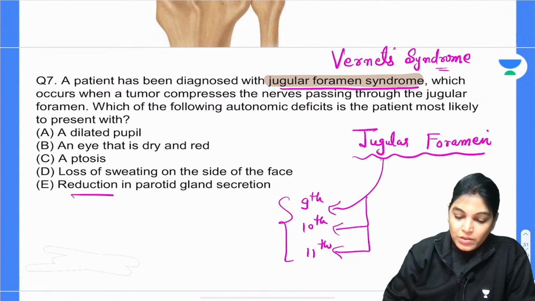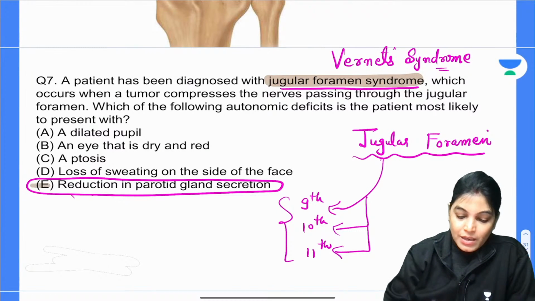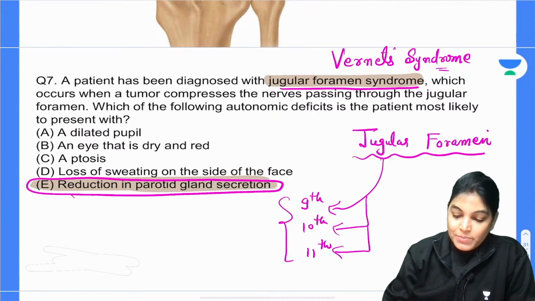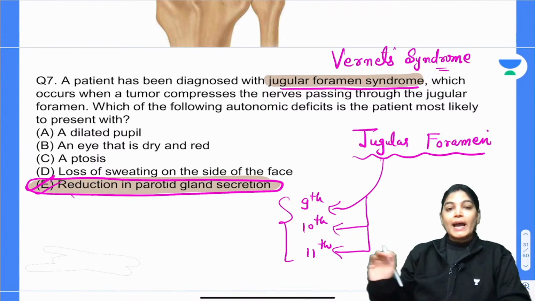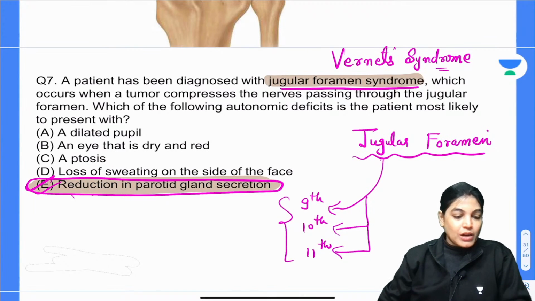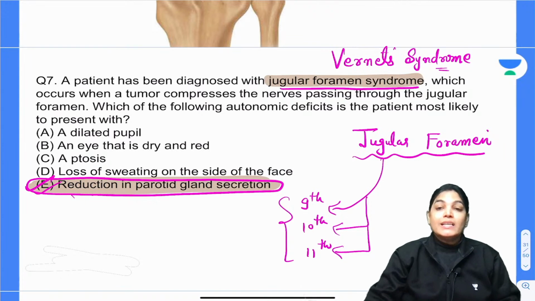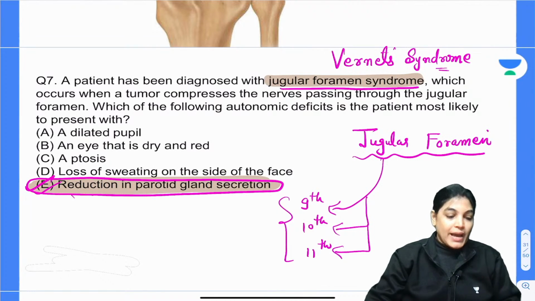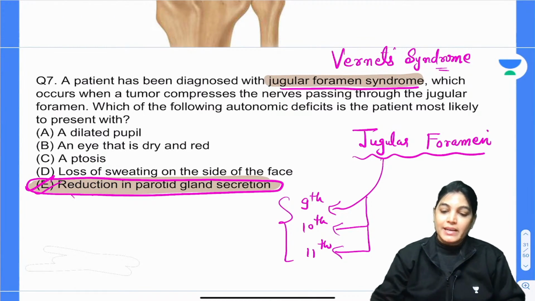Okay, so parotid gland secretion will be affected. The glossopharyngeal nerve is responsible for parasympathetic innervation of the parotid gland, or secretomotor fibers. So here the 9th cranial nerve is coming out from the jugular foramen, and in this case there will be compression of the 9th cranial nerve. That means secretomotor fibers will be affected. Yes, Tripti, parotid gland secretion will be reduced in this condition. So we will go with E as the correct answer.